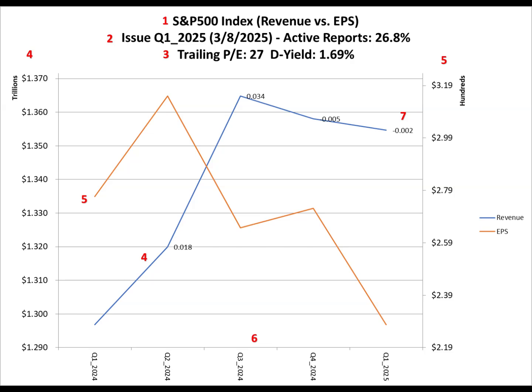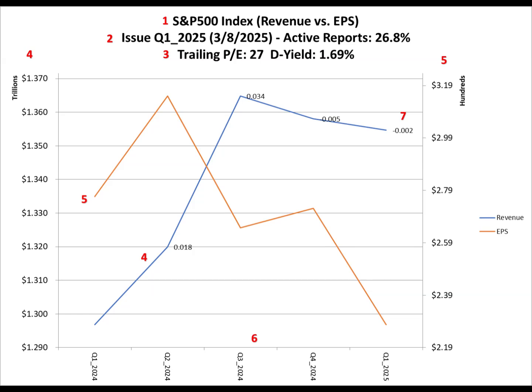Layout of the chart, elements numbered 1 through 7. Number 1, the chart title, describes the chart type and series being measured. Number 2, the chart's recency information, which may include the issue quarter for the chart, the average of the dates when the quarterly reports were provided to the SEC, and the percentage of companies providing quarterly reports.